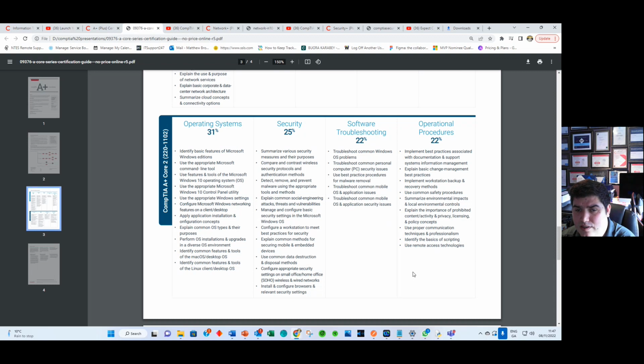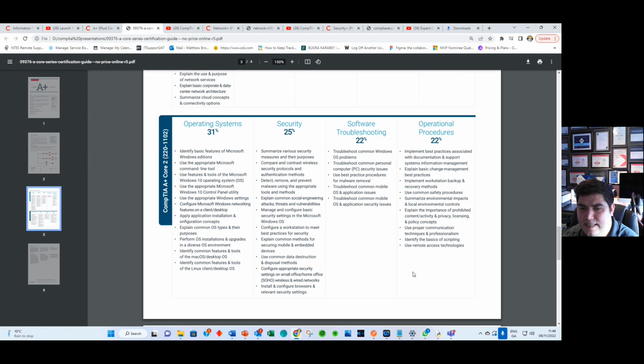We're also going to be looking here for 22% at operational procedures. What this means is you're going to have to implement best practices, you're going to have to understand documentation, you're going to have to understand change management processes, you're also going to have to understand how to work with backups, set them up, set up recovery devices, your BitLocker encryption here, that kind of stuff.